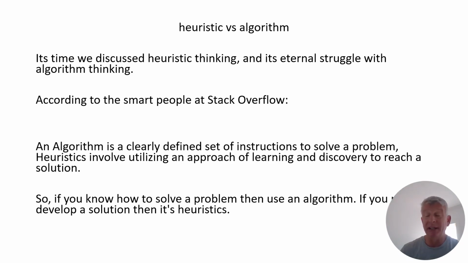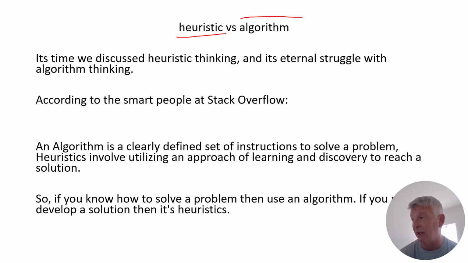All right, this brings us to heuristic versus algorithmic thinking. I'm a heuristic thinker. We write algorithms. So we need to discuss heuristic thinking and its internal struggle with algorithmic thinking. According to the smart people of Stack Overflow, an algorithm is a clearly defined set of instructions to solve a problem. We know that. What's an algorithm? It's the steps to solve a problem.